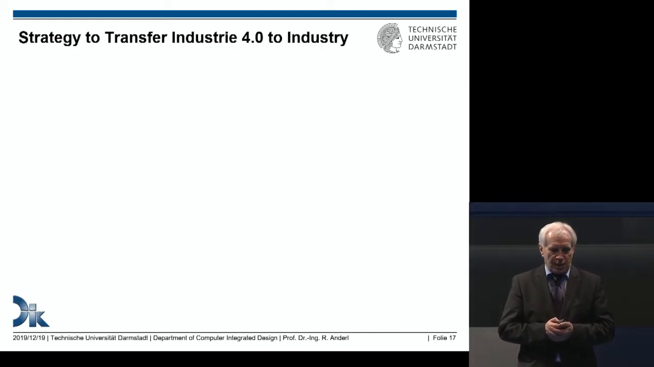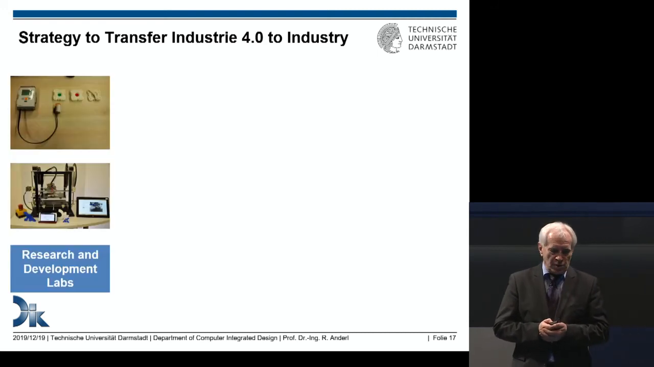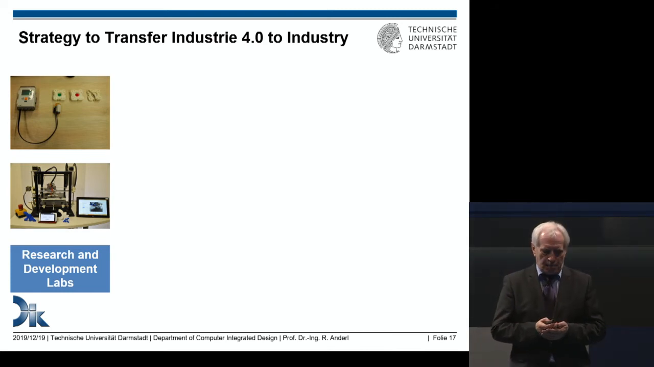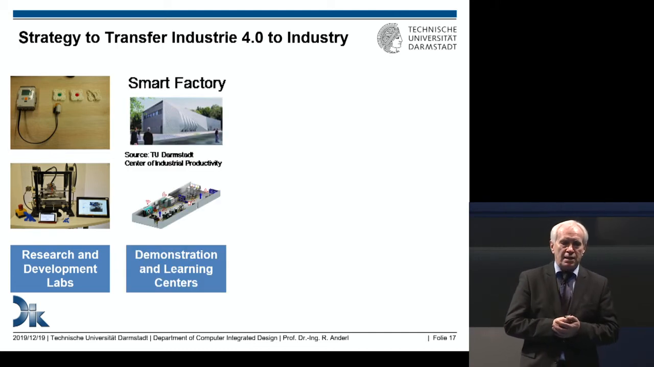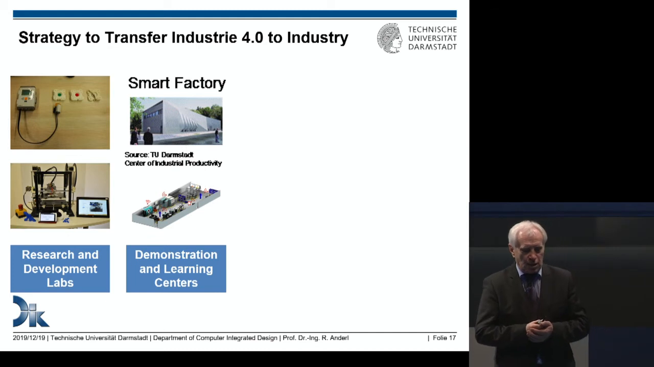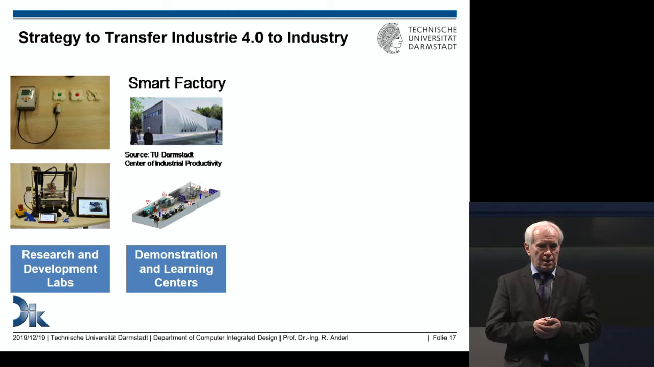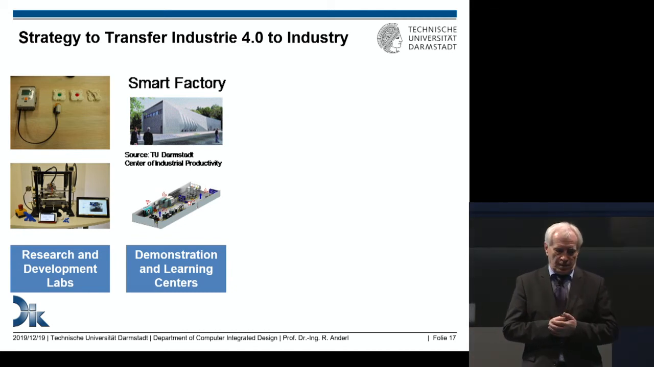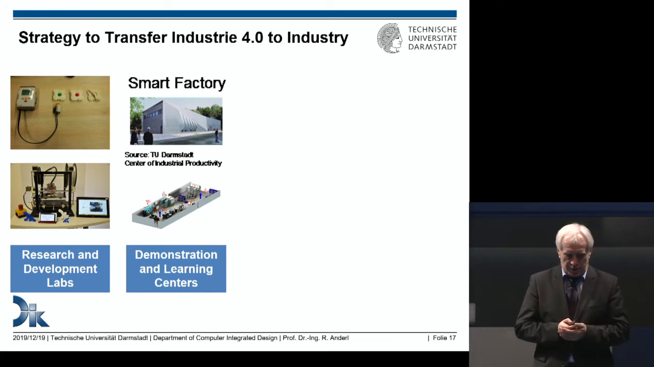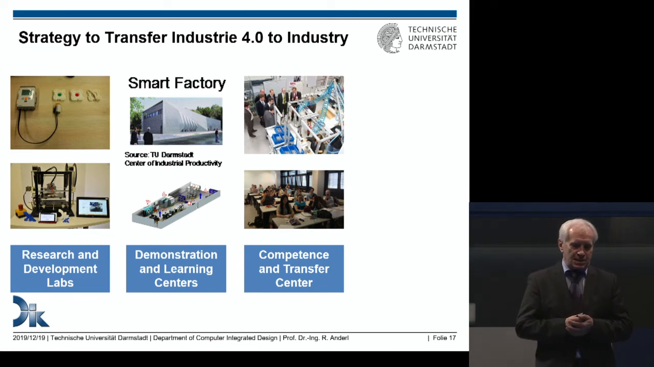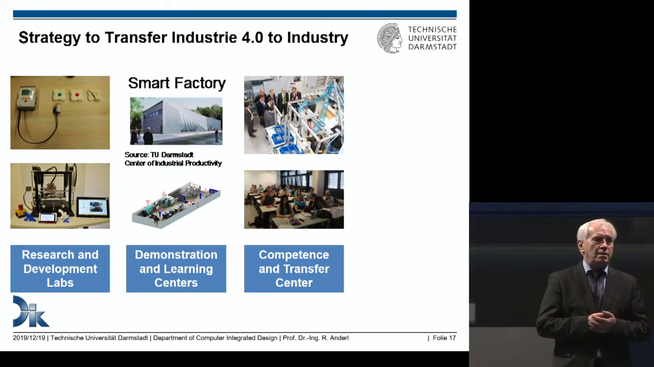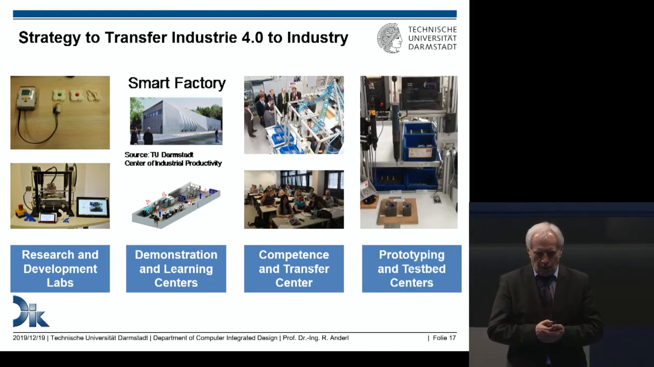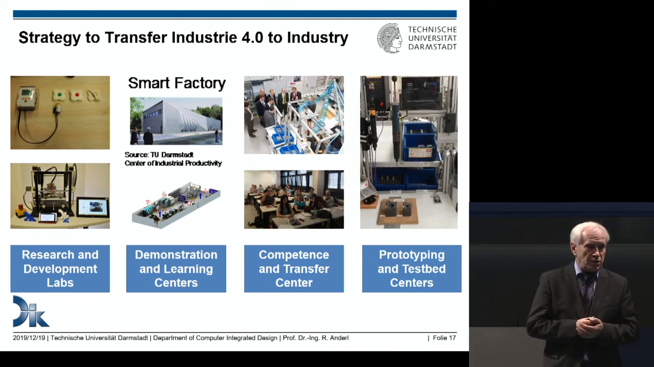So, now what is our strategy to transfer Industry 4.0 to the industry? In the university, we have a couple of research and development labs where we are performing fundamental research as well as applied research. If we have some research results, then we are transferring the research results into our demonstration and learning centers. And these demonstration and learning centers are open not only for our students, but also for those from industry who are interested in getting a further education, a further training, a further qualification. Therefore, we have also established a competence and transfer center, in particular for enabling the employees of the small and medium-sized enterprises to get this knowledge. And we are also providing our centers for prototyping and as a testbed.